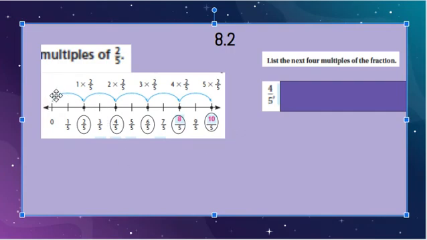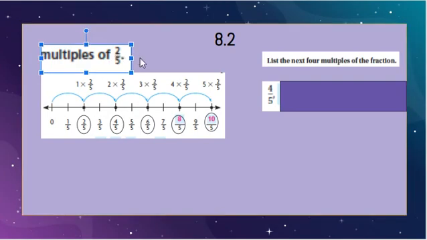But when you're dealing with multiples of 2/5, you're not just counting up by 1/5 at a time. Now you're counting up by 2/5. So we go from 0 to 2/5, and then 4/5, and then 6/5, and then 8/5, and then 10/5. Notice how it's counting up by 2's in our numerator. Our denominator does not change.